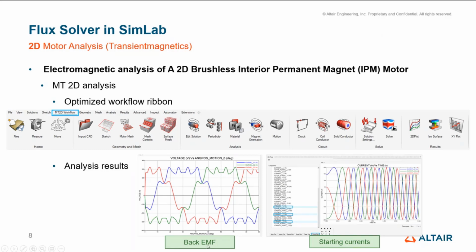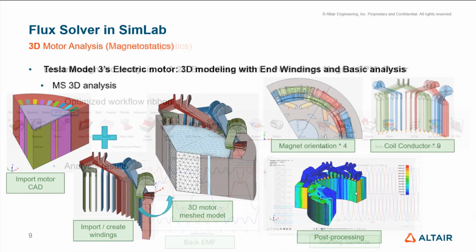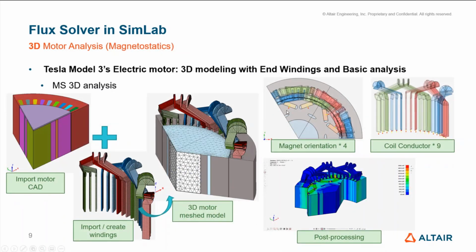We can also run the back EMF analysis and the starting current analysis today, as you can see here in the post-processing result. The 3D analysis is the same. We import a CAD part, generate the mesh, define the magnetic orientation and also the coil conductor here, and then we can run the basic analysis in SimLab and generate some results.